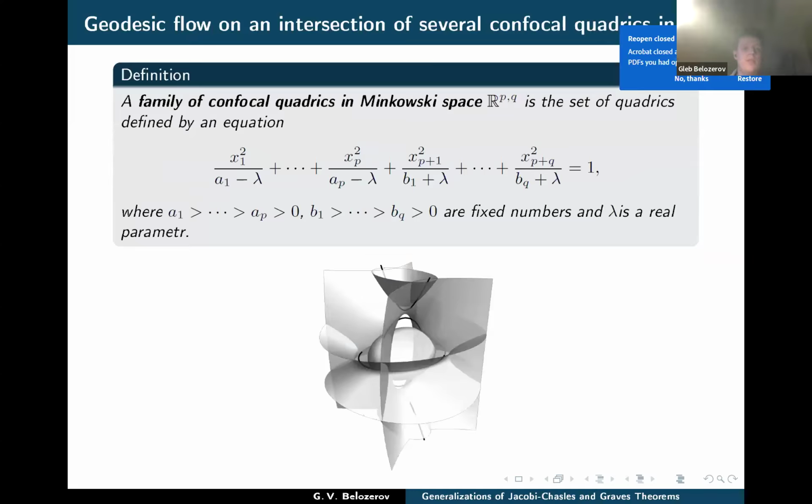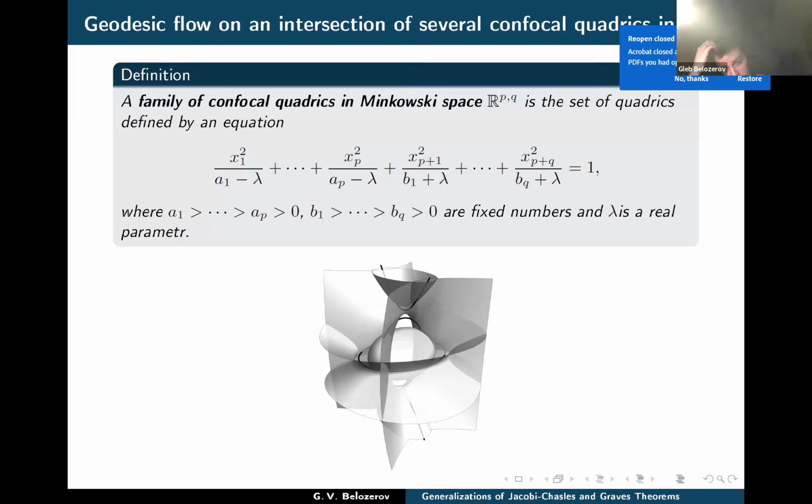I remind you that a family of confocal quadrics in Minkowski space R^{p,q} is a set of quadrics defined by the following equation. Here, a1 through ap and b1 through bq are fixed numbers, and lambda is a real parameter. Here you can see the family of confocal quadrics in Minkowski space R^{2,1}.